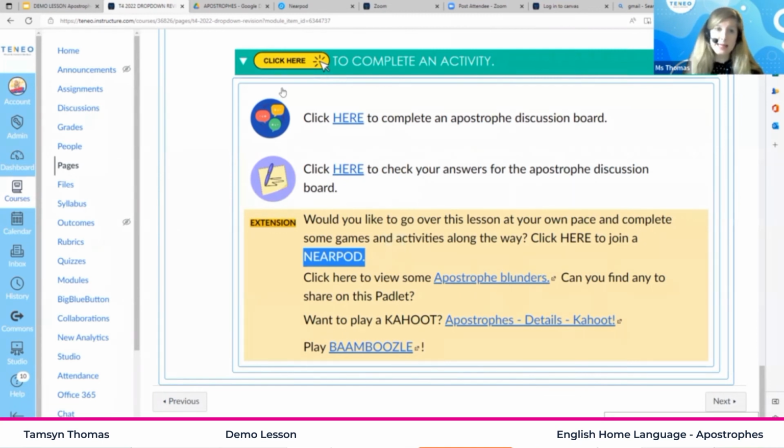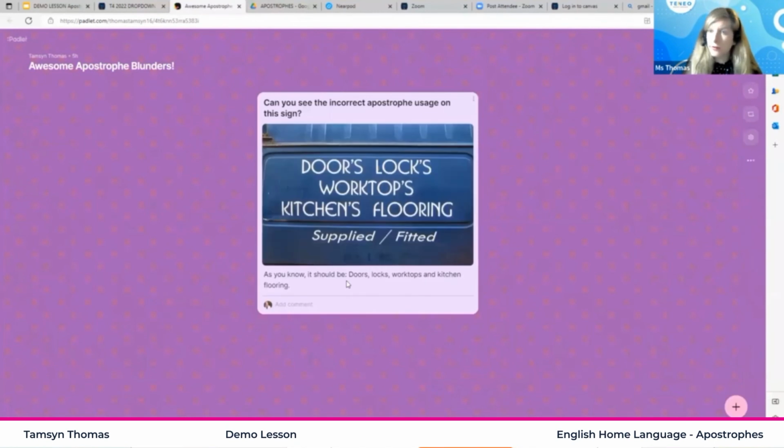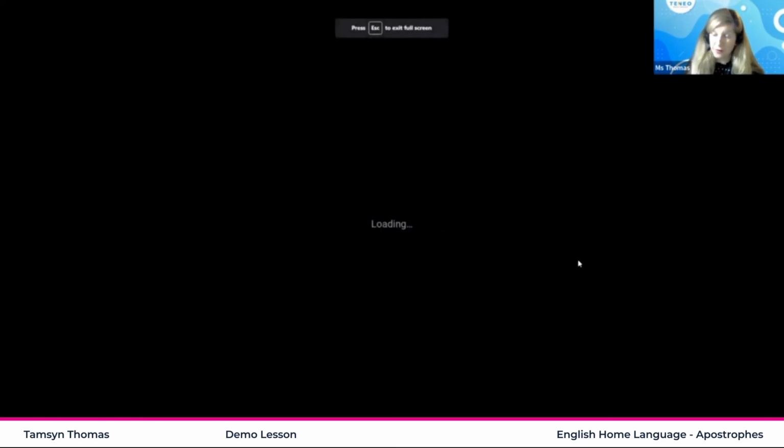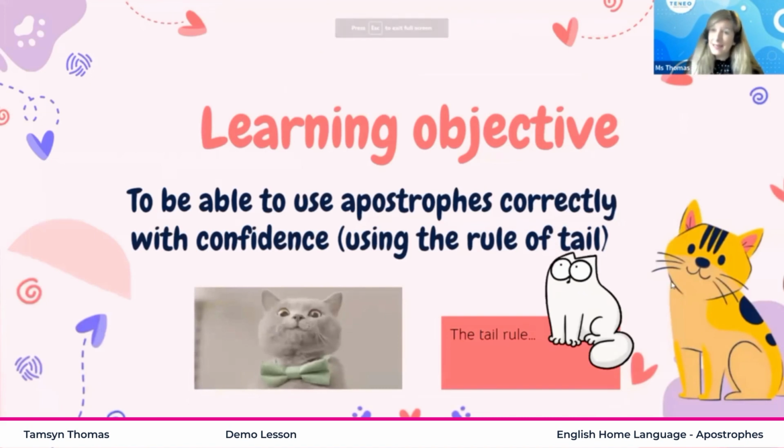Apostrophe Blunders is a Padlet. If I just take you there quickly. Now that you know how to use an apostrophe, you will probably find that the apostrophe is used incorrectly all around you. So take a picture and let us know what is wrong with the usage of the apostrophe that you found. For example, I found this sign, and as you can see, we don't actually need an apostrophe here. We've just got doors, locks, worktops, and kitchen flooring. There's also a Kahoot as well as a Bamboozle for you to practice your apostrophes. So we're at the end of our lesson.